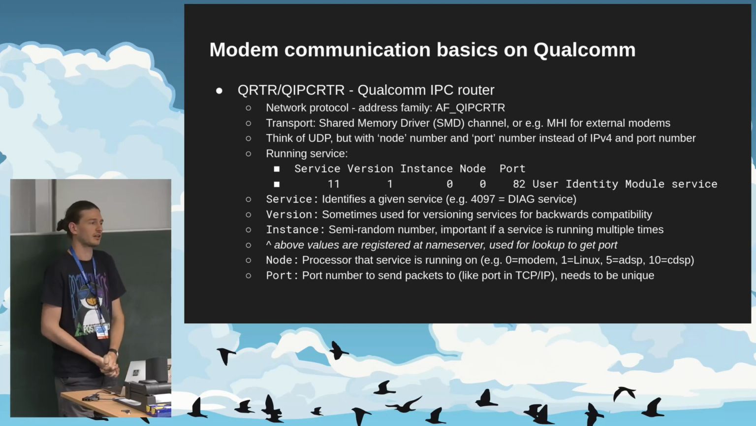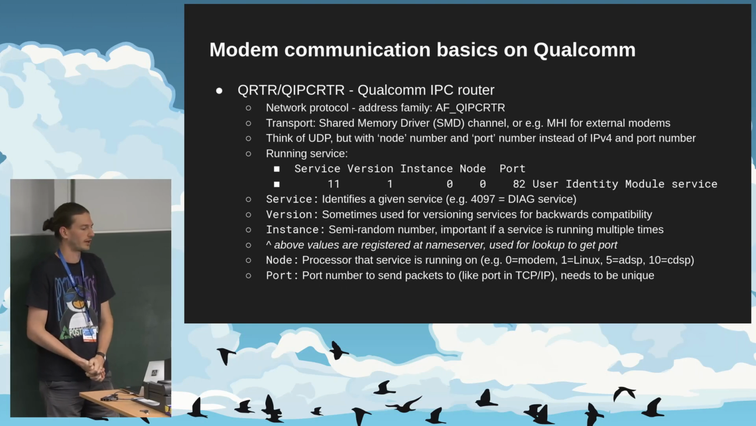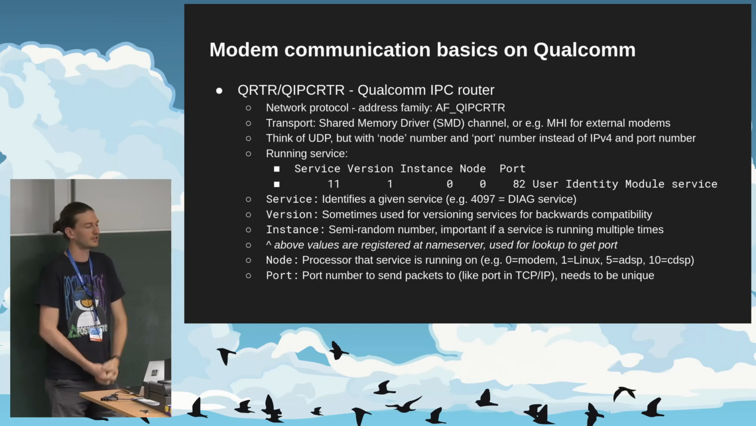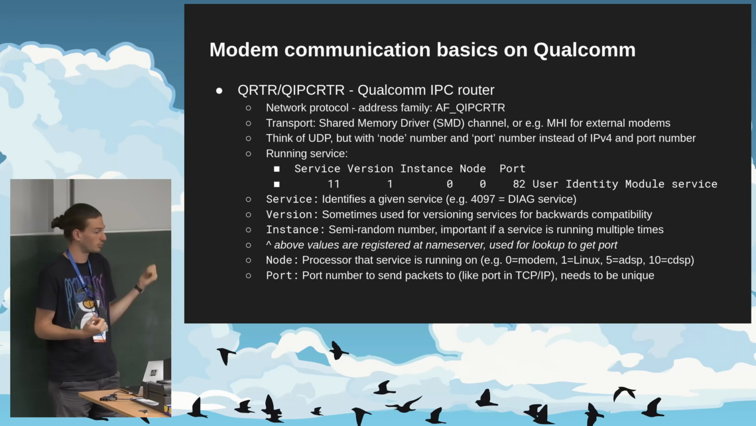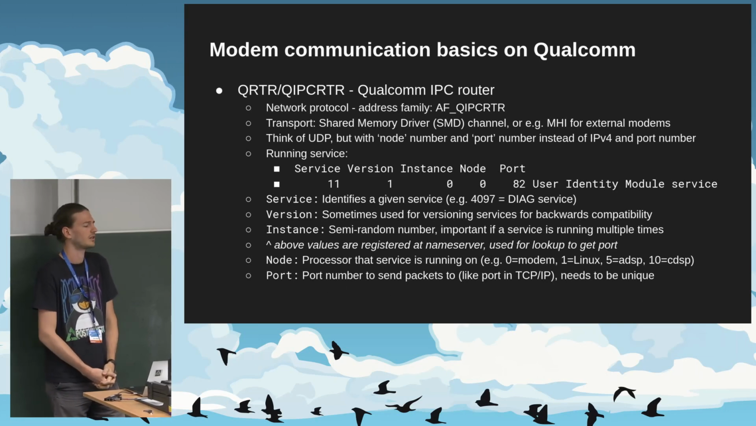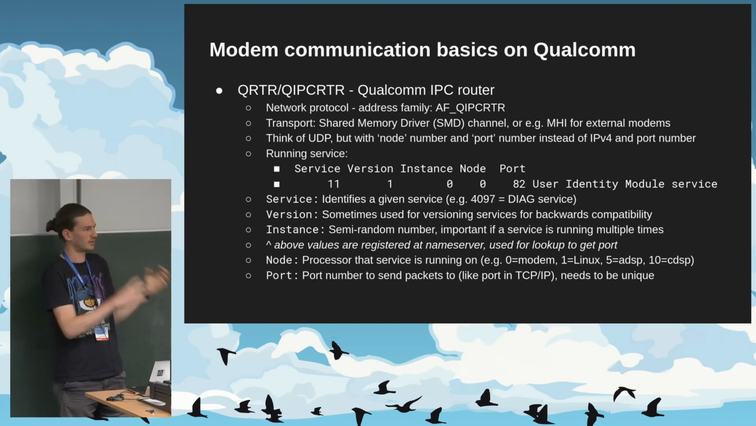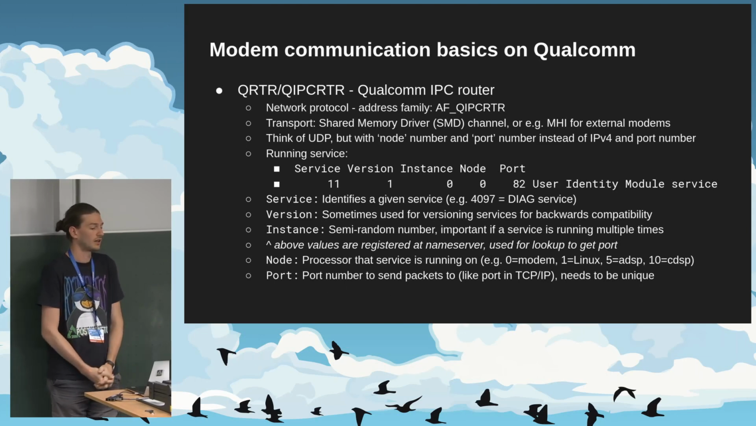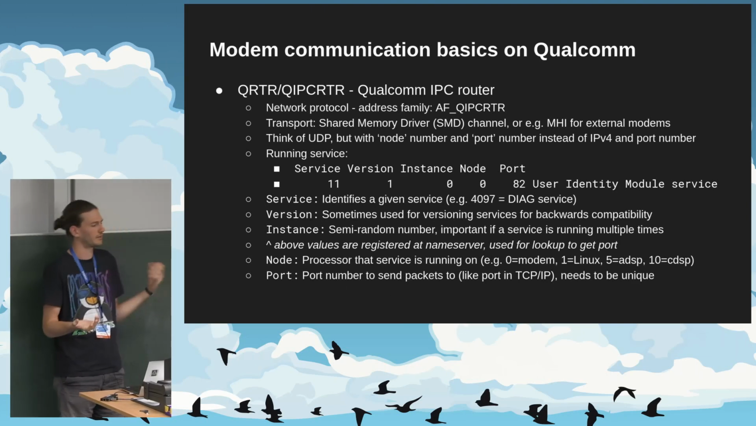As transport it is using a thing in Qualcomm called shared memory device, where it can then basically talk to the modem. QRTR can also run over, for example, MHI, which is a different protocol, which I think is used for PCI attached modems or something. So there Qualcomm can still use the same networking protocol, just over different transports. QRTR itself, you can kind of think of it like UDP.